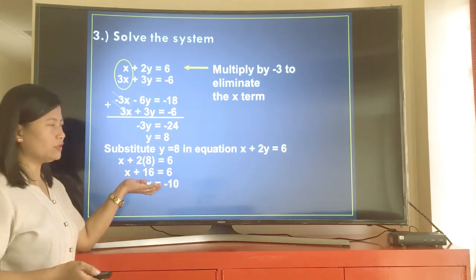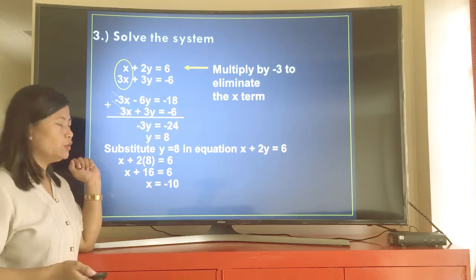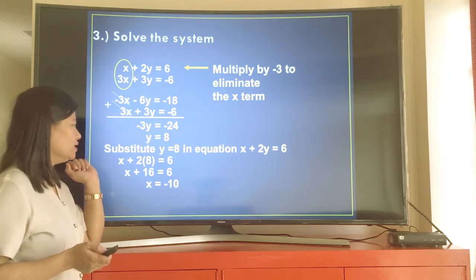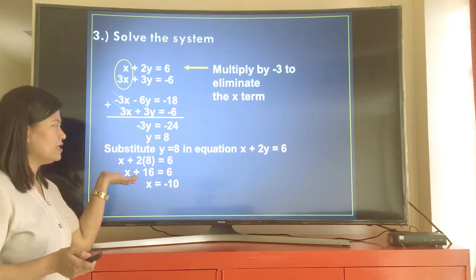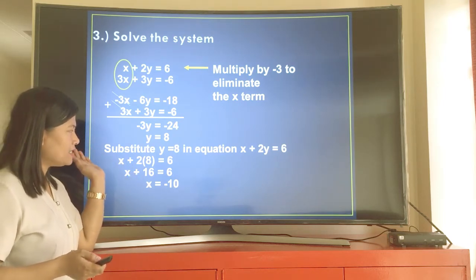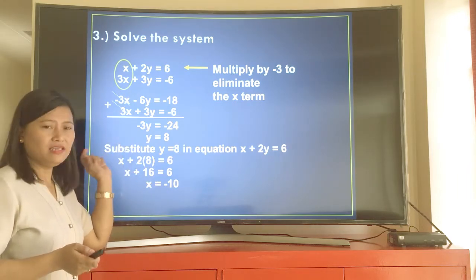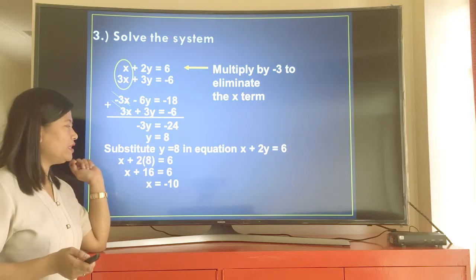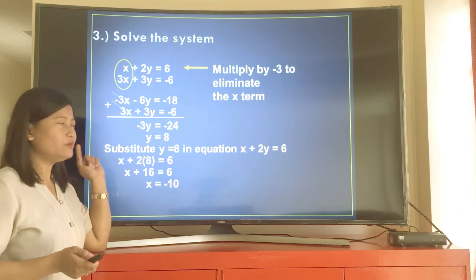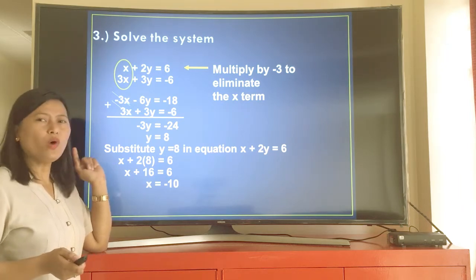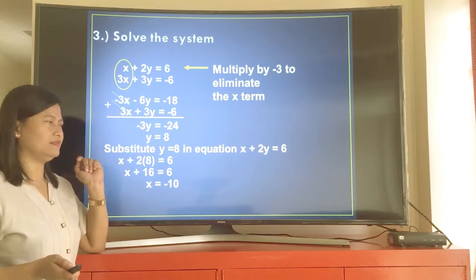Our x is equal to negative 10. We added negative 16 to both sides of the equation, so that on this side, we only have variable x. 6 plus negative 16 is negative 10. We applied the addition property of equality. Remember the golden rule of equation: what you do to one side, you must do to the other side. Let's check.